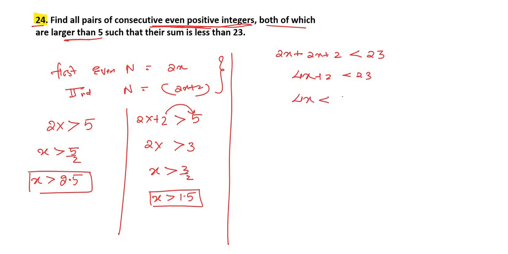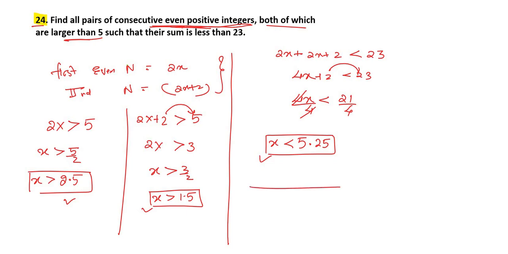So it will be 4x less than 21, because 2 is going there. Correct? So x is less than, if I divide both sides by 4, 4 and 4 cancel. So x is less than 5 point something like this. This is the third condition. So we want all conditions to be true to select x.